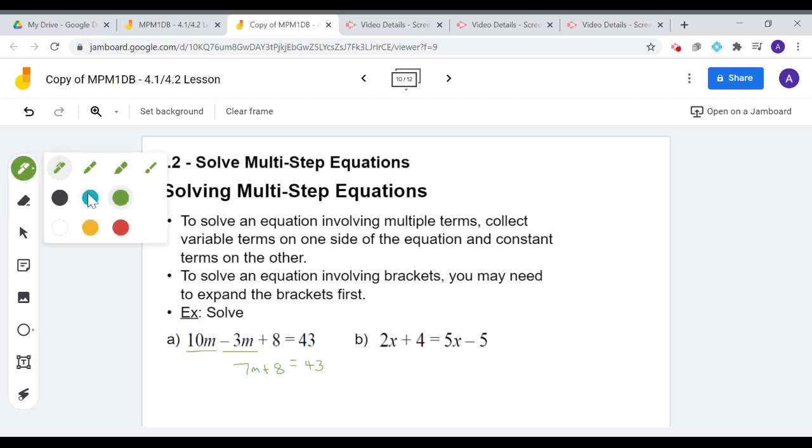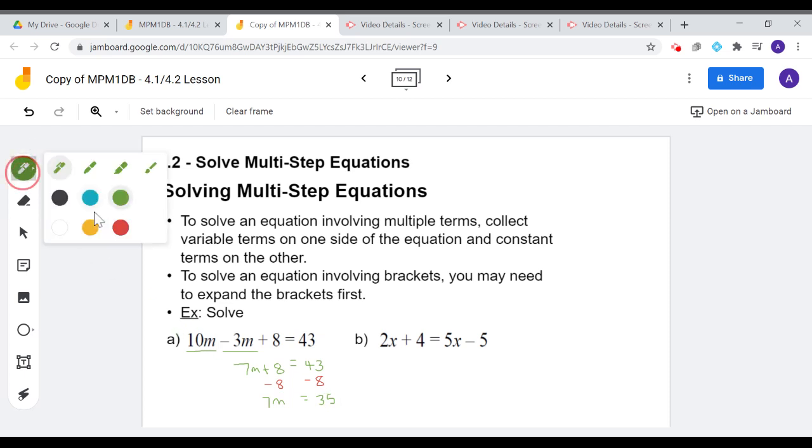So we're going to start by getting the term containing our variable by itself. We're going to subtract 8 on both sides. That's going to leave me with 7m plus 0. I don't need to write the plus 0. And on this side, 43 minus 8 gives me 35.